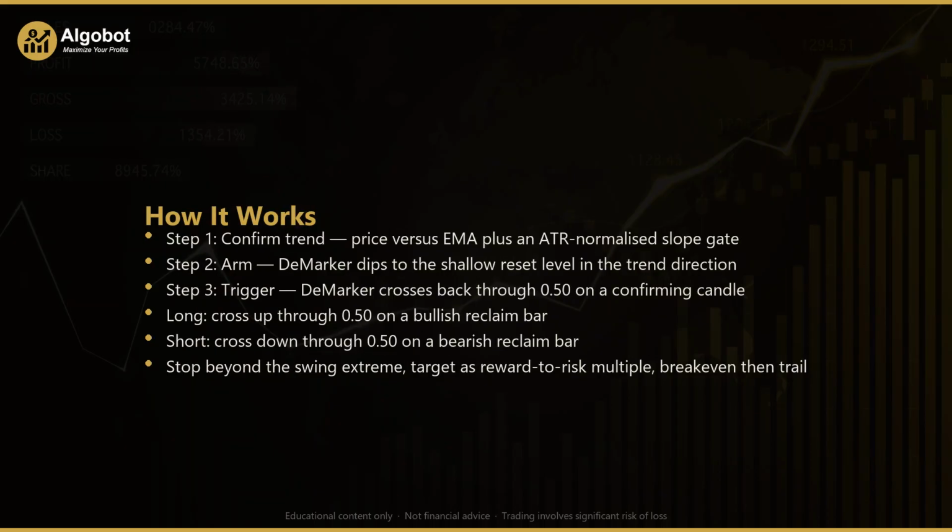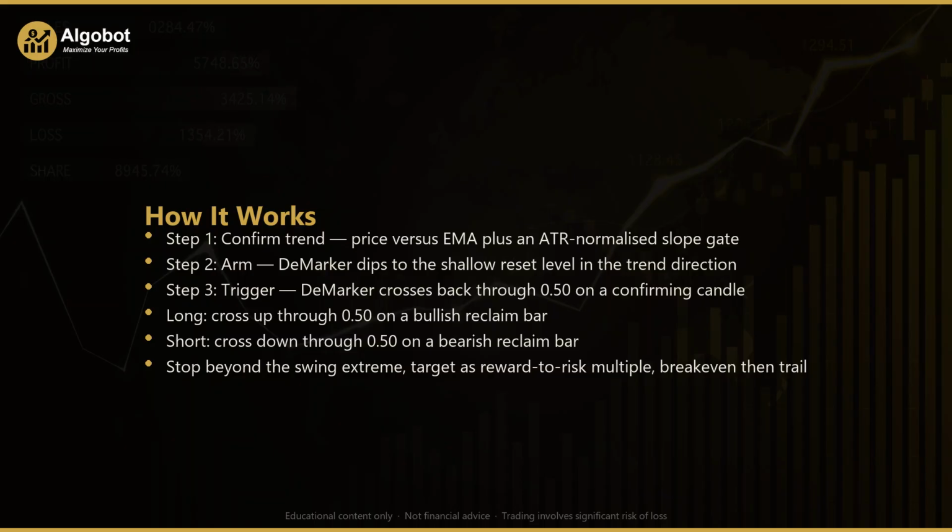Let's walk through the logic in plain English, step by step. Signals are evaluated once per completed bar, while trade management runs continuously. First, the strategy establishes trend context. For a long, the closing price must be above the exponential moving average, and the average must be rising. That rise is measured as an ATR-normalised slope, and it has to clear a minimum threshold set by the slope gate. For a short, the conditions are mirrored: price below a falling average with enough downward slope. If neither condition holds, the market is treated as flat and nothing is armed.